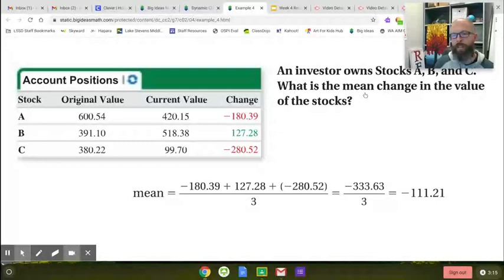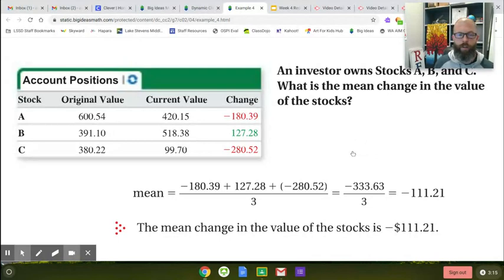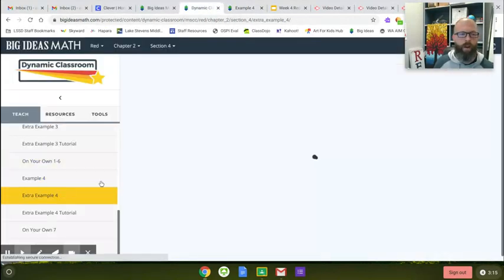So remember, mean is average. So add them all up, divide by the number of numbers, which is 3, and you get your answer. So the average change is this guy's losing money, and that's not good. Hopefully your stocks are doing better than that. All right, let's take a look at another one.